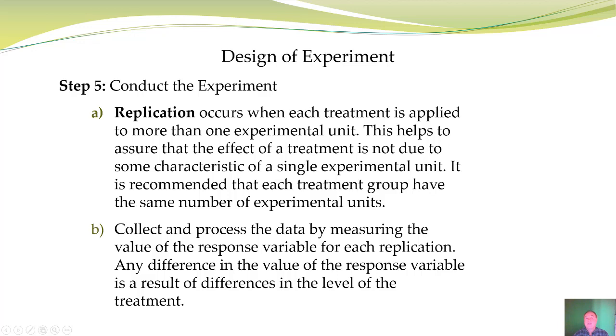Step 5. Conduct the experiment. A. Replication occurs when each treatment is applied to more than one experimental unit. This helps to assure that the effect of the treatment is not due to some characteristic of a single experimental unit. It is recommended that each treatment group have the same number of experimental units. B. Collect and process the data by measuring the value of the response variable for each replication. Any difference in the value of the response variable is a result of differences in the level of the treatment.